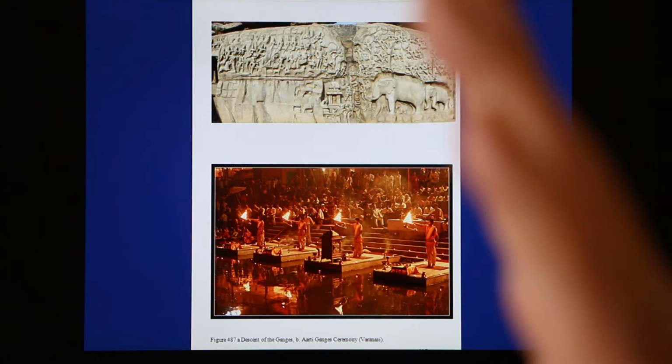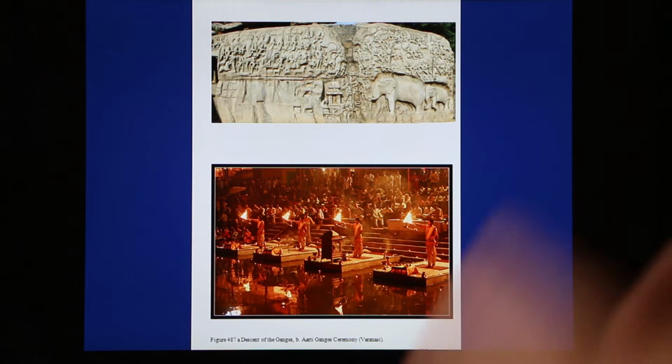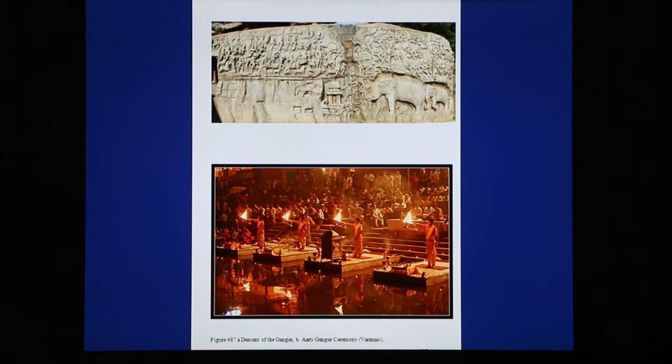Well then, a physical thing like the Ganges flowing becomes a story of the descent of the heavenly Ganges to the earthly Ganges. And if we go to the south, we see this in the form of an enormous sculpture at Mahabalipuram. And if we go to Varanasi or Kashi or Benares, various names, there is the Arti ceremony where all of this is represented.